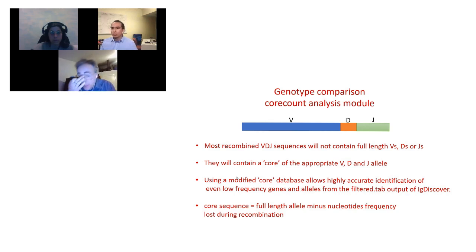Now, this is based on a very simple principle, which is that most recombined VDJ sequences don't actually contain a full-length V, D, or J. However, they will contain a core of these. So usually there's a small amount of sequence which is missing at the recombination site. So we created what we call a modified core database, which allows much more highly accurate identification of even low frequency genes and alleles. What this does is that we only remove a very small amount of sequence from each of these to create the core database. But that is enough to give us very high quality output.